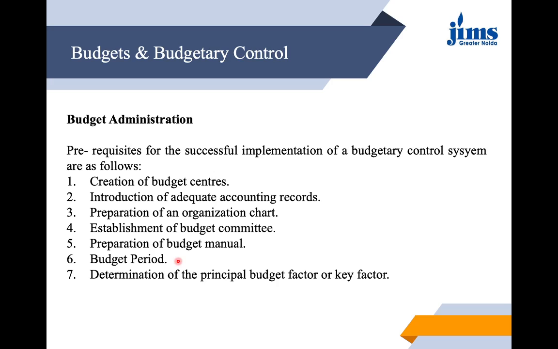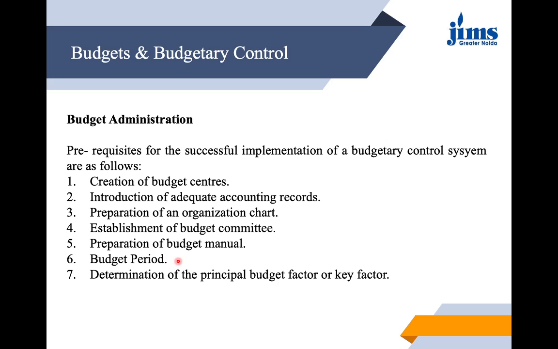Then next we have determination of the principal budget factor, or key factor. It is also known as limiting factor or governing factor, as the key factor is the factor which limits the size of the output. It is defined as the factor, the extent of whose influence must first be assessed, or calculated, in order to ensure that functional budgets are capable of fulfillment. Such a factor is of vital importance and affects all the budgets to a large extent.